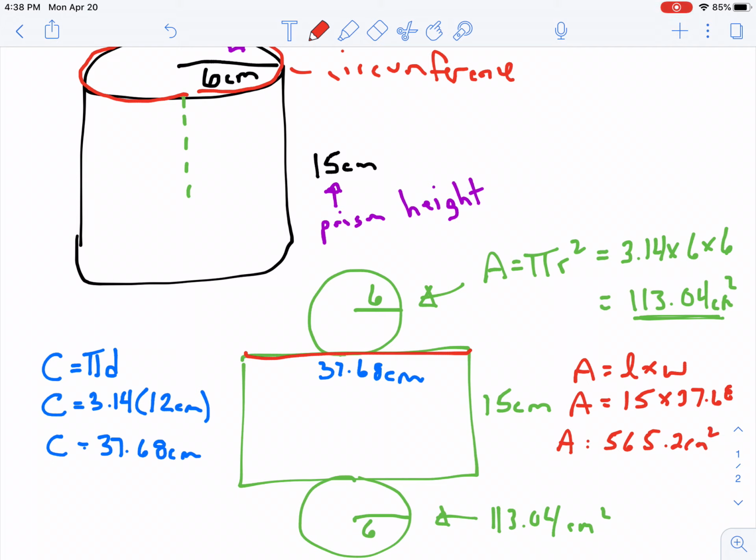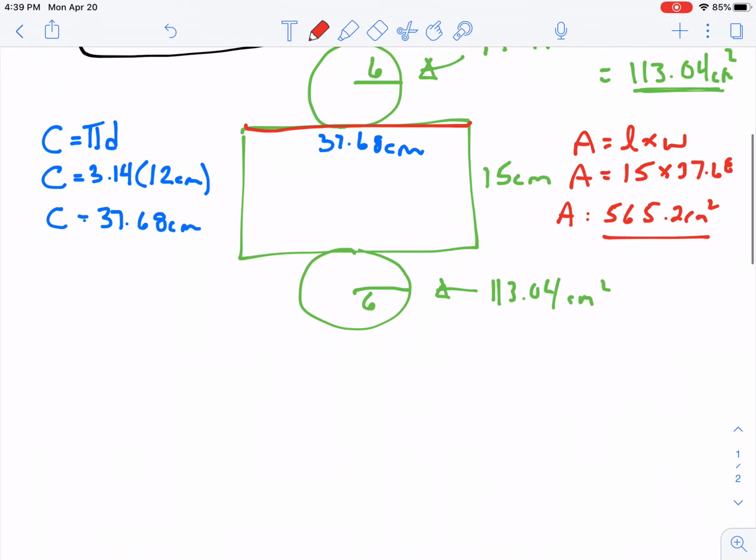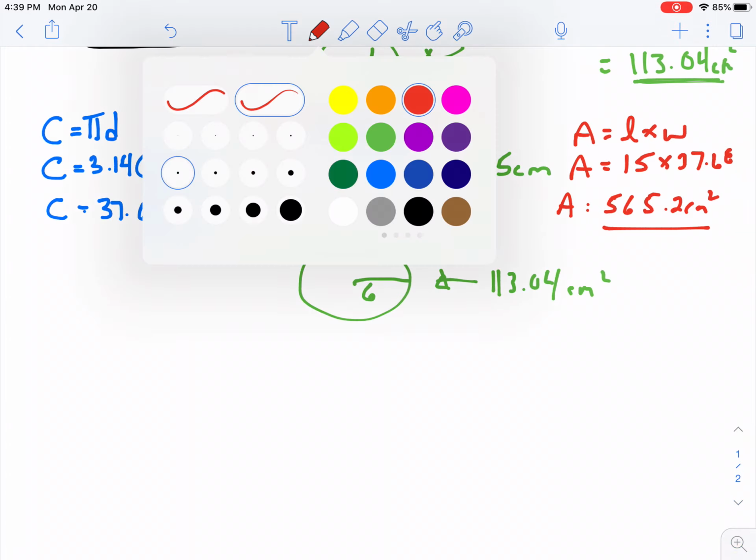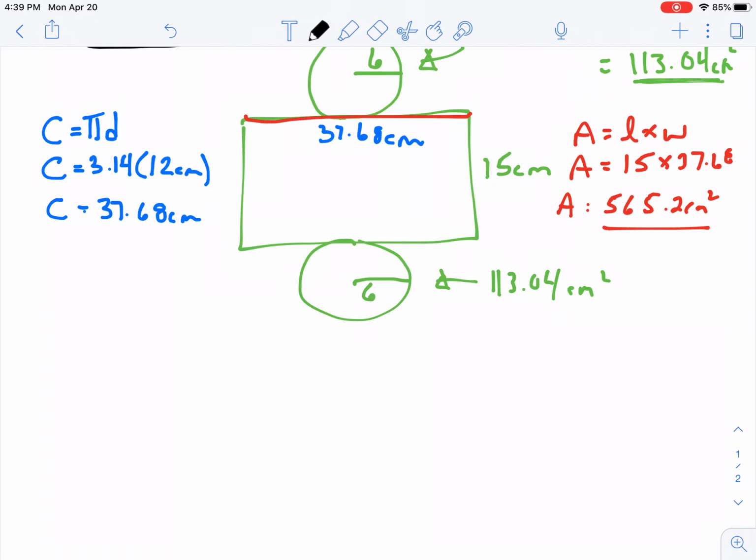Now, knowing this, I have 3 different areas. I have my circle area of 113.04, my top piece. I have the area of the rectangle, which is 565.2 centimeters squared. And I have the area of the bottom circle, which is 113.04. Now all I have to do is add my surface areas together. To find the surface area of a cylinder, I'm going to add those areas together.